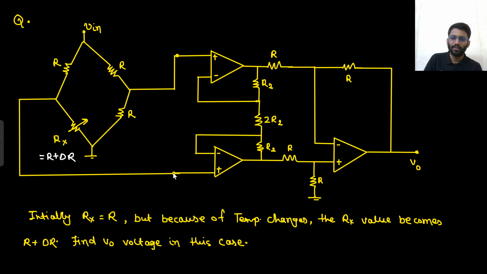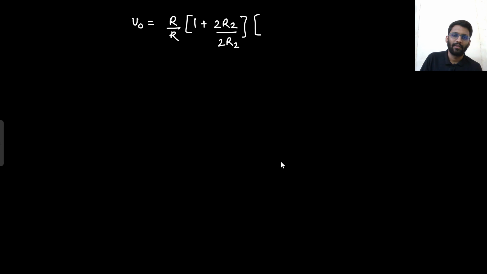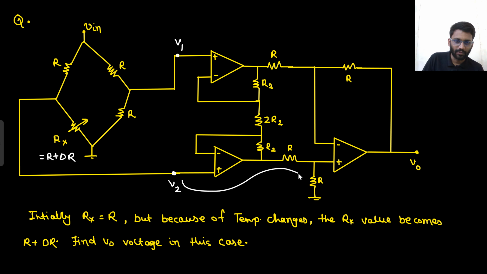Potential of positive, this potential. Let's just call this potential as V2 and let's just call this potential as V1. So potential of positive is V2, potential of negative is V1. V2 minus V1.